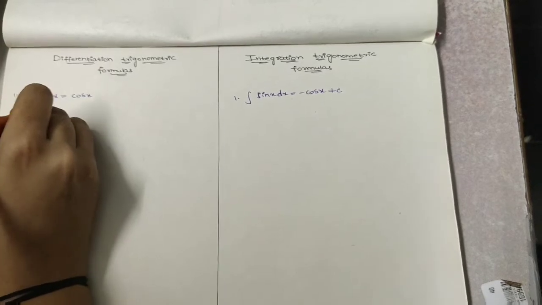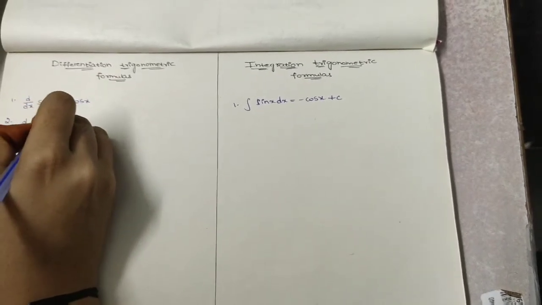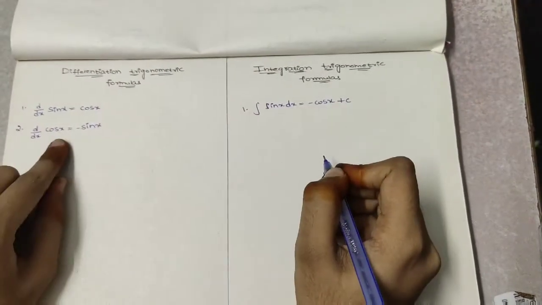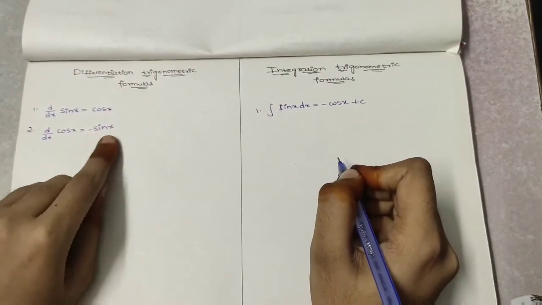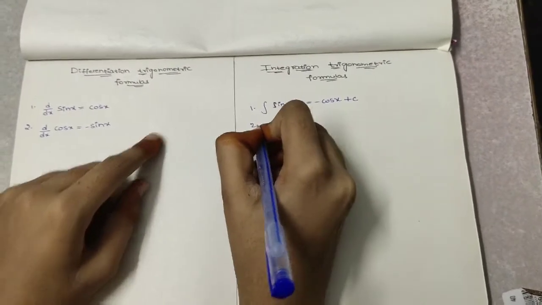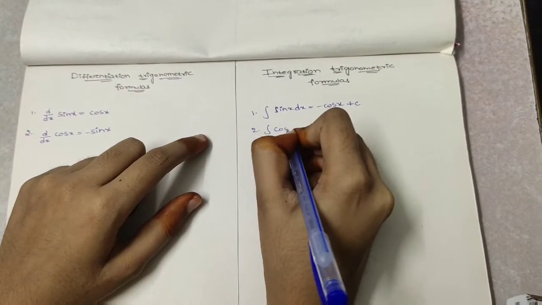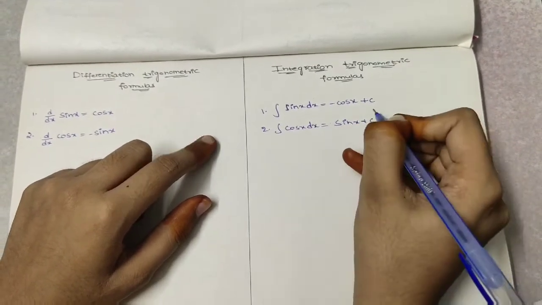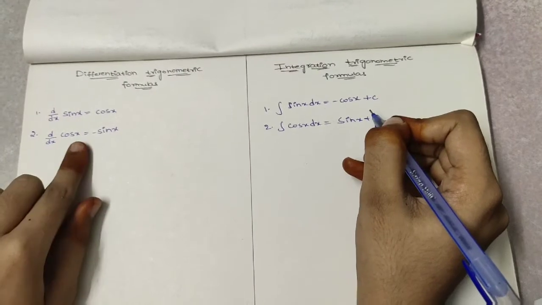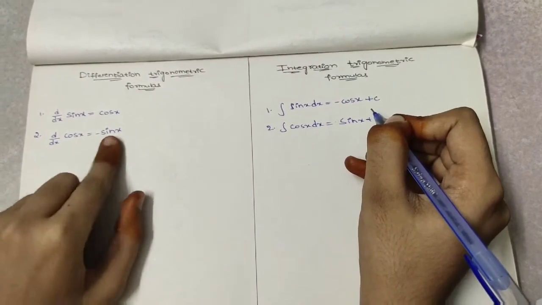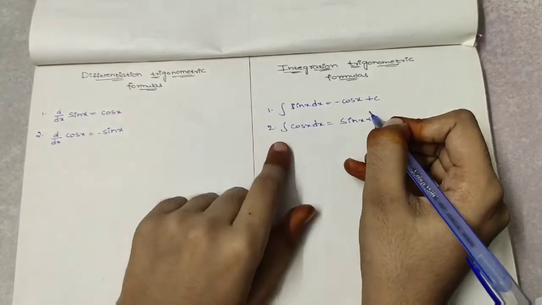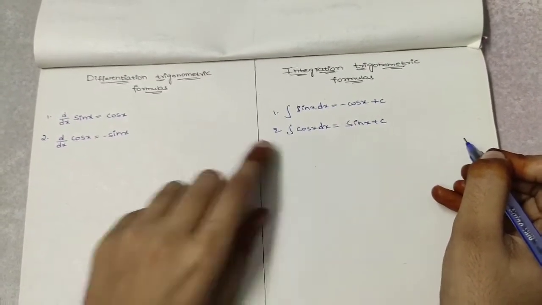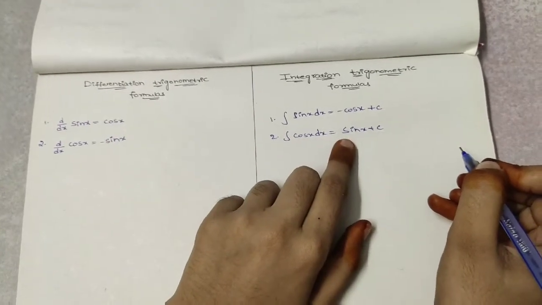And the second formula is d by dx of cos x is equal to minus sin x. If you differentiate cos x, it is equal to minus sin x. Whereas in the integrations, if you integrate cos x dx, it is equal to sin x plus c. Here, if you differentiate cos x, it is equal to minus sin x. In the integrations, if you integrate cos x, it is equal to sin x. Just the negative sign has been removed here.